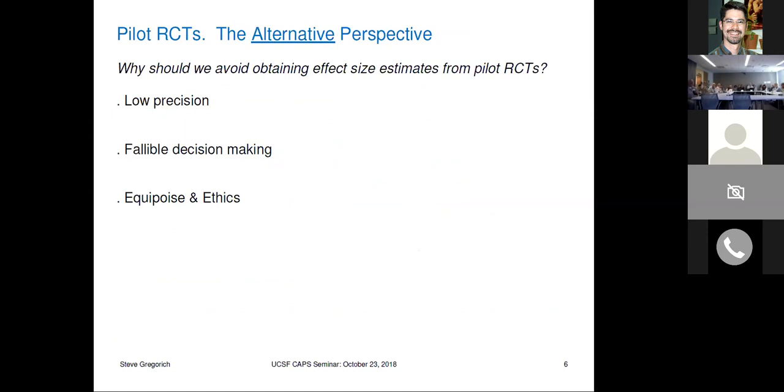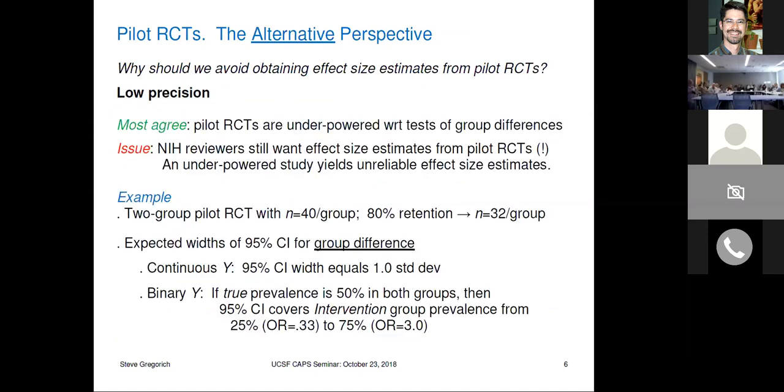So why should we avoid obtaining effect size estimates? Low precision, fallible decision-making, and equipoise ethics are the three. Most people agree that pilot RCTs are underpowered for tests of group difference. However, NIH reviewers in the traditional perspective still want effect size estimates for pilot RCTs, but an underpowered study yields unreliable effect size estimates. An underpowered study is not going to have a lot of precision for effect size estimates.